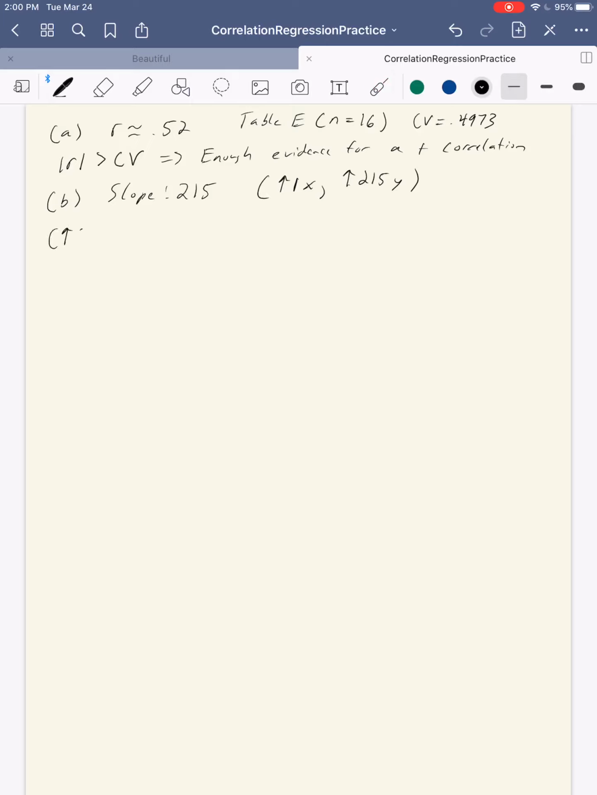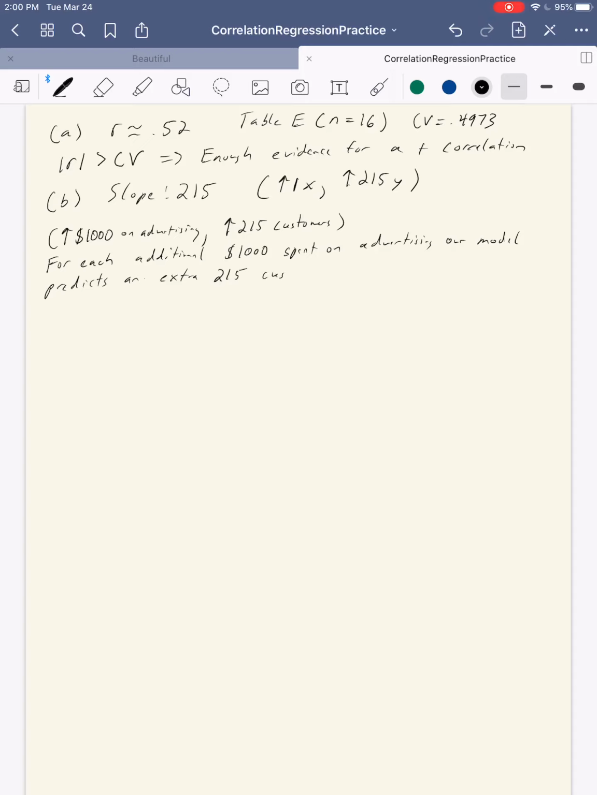So this means that when we go up $1,000 on advertising, well, the y here was supposed to be the number of customers. Then we go up 215 customers. So now we just want to try to say that in a sentence. So we would say for each additional $1,000 spent on advertising, our model predicts an extra 215 customers will visit the center. In other words, our model is telling us that for about every extra $1,000 this shopping center will spend, they should get about an extra 215 customers.